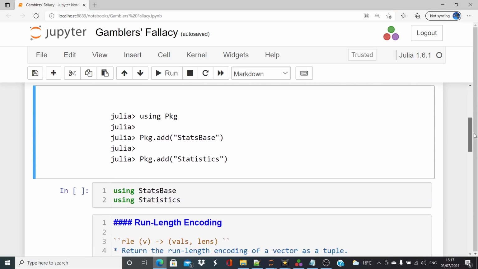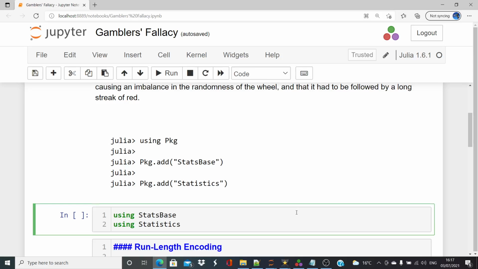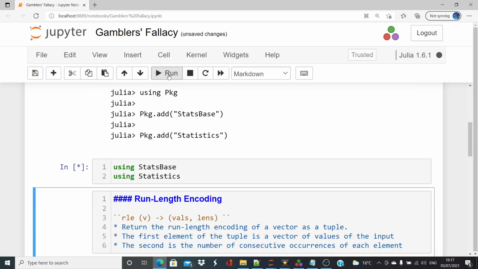Anyway, so what we're going to do here is use some statistics packages. I've just previously used the package manager to install StatsBase and Statistics. Okay, so I have it all set up. By the way, I'm using a Jupyter notebook and Julia version 1.6.1. So I'm going to call these packages, using StatsBase and using Statistics there.